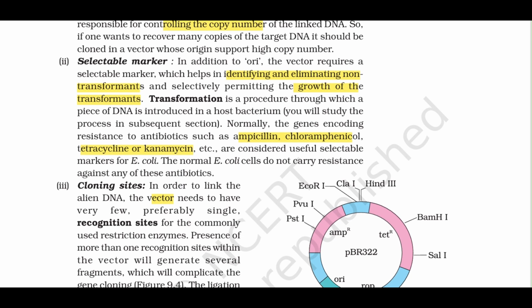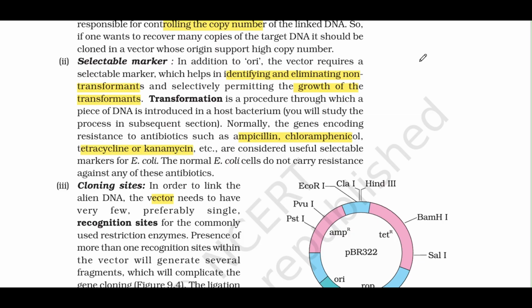The second one is the selectable marker. Based on the selectable marker, we can identify the recombinant DNA. For example, this selectable marker is present only in the recombinant DNA. The mainly used markers are genes encoding resistance to antibiotics such as ampicillin, chloramphenicol, tetracycline, and kanamycin. These are the main antibiotics used: ampicillin, chloramphenicol, tetracycline, kanamycin.